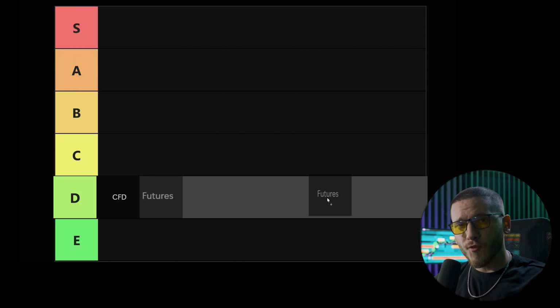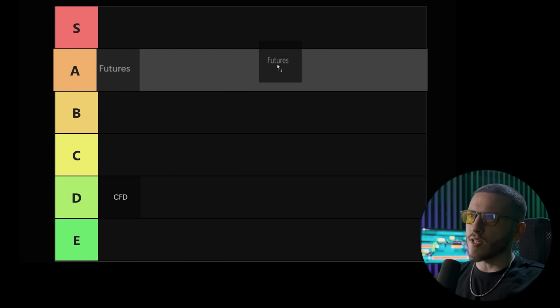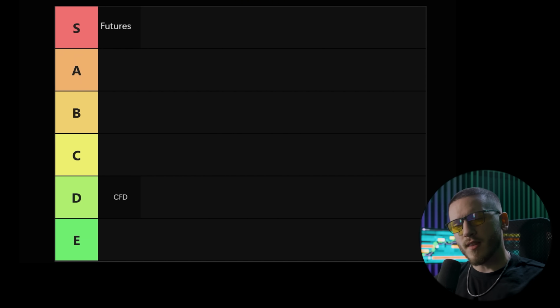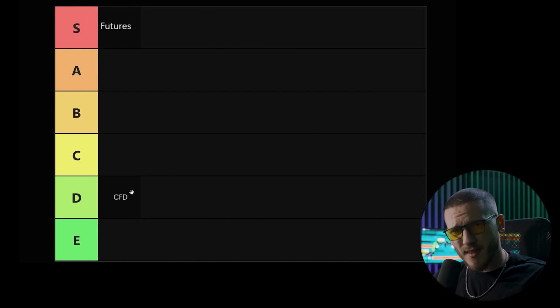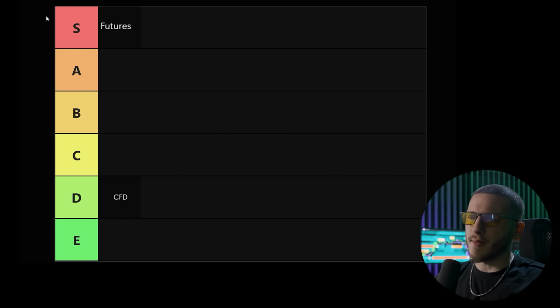You can get access to all the volume when trading futures. They're a higher grade speculative tool. So futures are absolutely S tier for me. I've traded them a lot. I still trade them. They're good for swing trading. They have zero spread markup, unlike CFDs, where the broker is adding a spread on top of the spread that the market already has. So futures are S tier, professional.